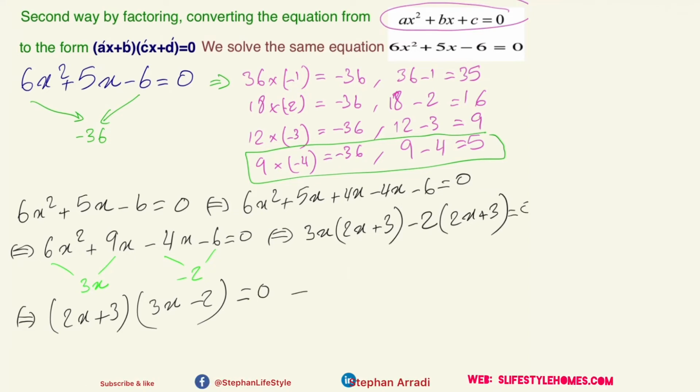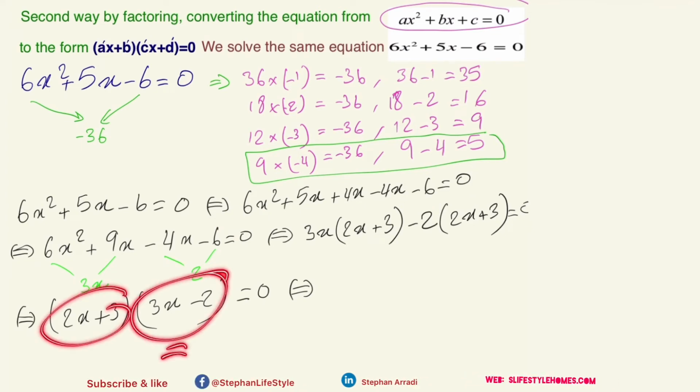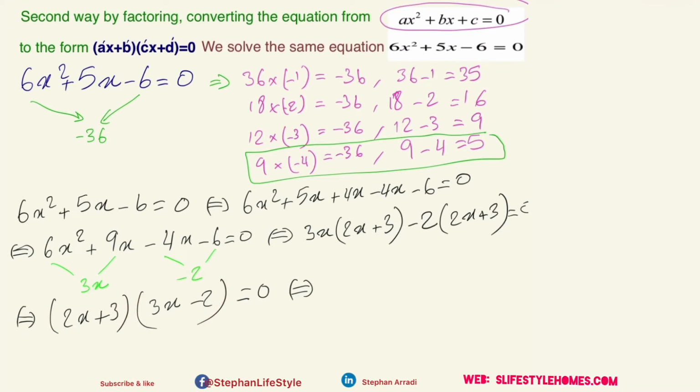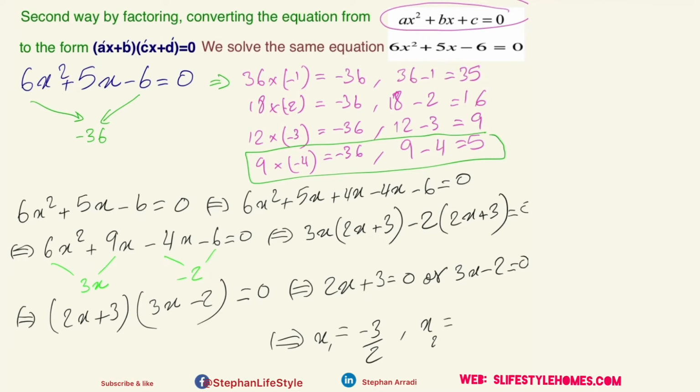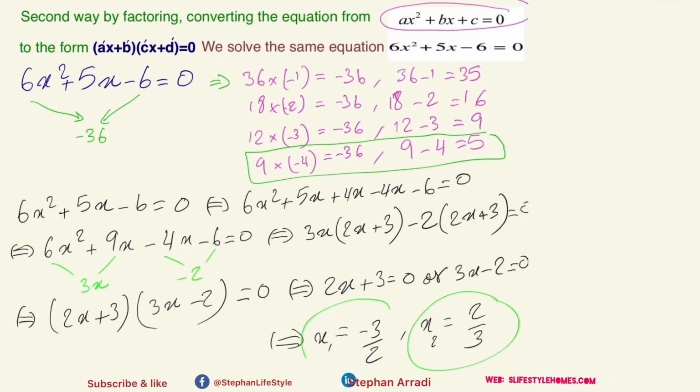So when we have two numbers multiplied equal to 0, it means one of them is equal to 0 or both. So it will give us 2x plus 3 is equal to 0, or 3x minus 2 is equal to 0. So the solution is going to be x1 is equal to minus 3 over 2, and x2 is going to be 2 over 3. So we see we get the same answer as the first problem we did, the same problem in a different way.